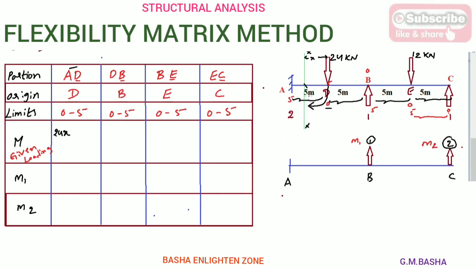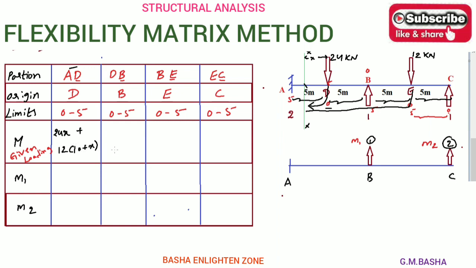Again here, in the portion AD there will be one more force. So I am resolving this force up to the section XX. 12 into this distance, 5 plus 5 is 10, and again this distance will be X. 12 into 10 plus X. So here plus 12 into 10 plus X. So this is your first loading condition: 24 into X plus 12 into 10 plus X.